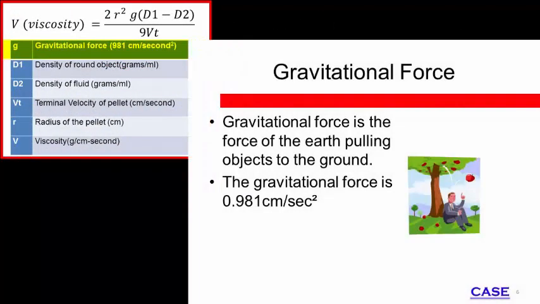All objects have gravitational force. The Earth's large mass places a force on all objects, giving them weight and causing them to accelerate as they fall. As an object falls, it accelerates at 981 centimeters per second squared.